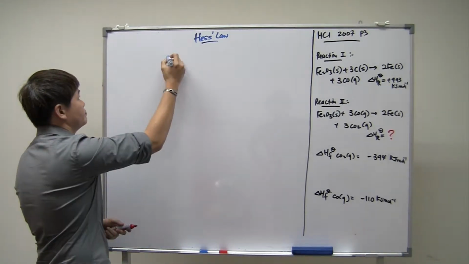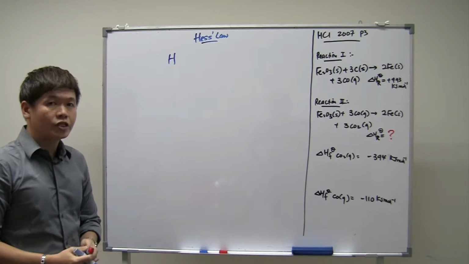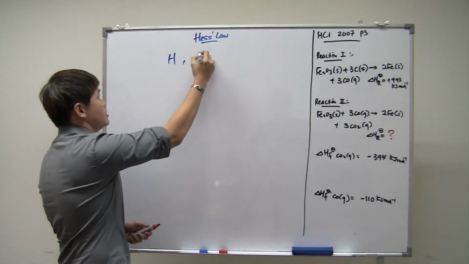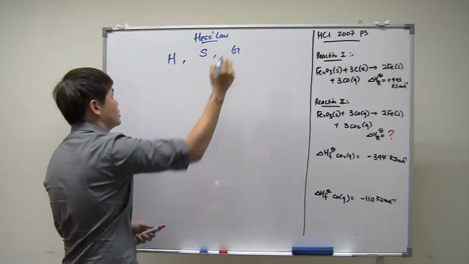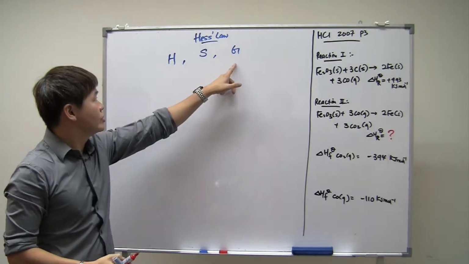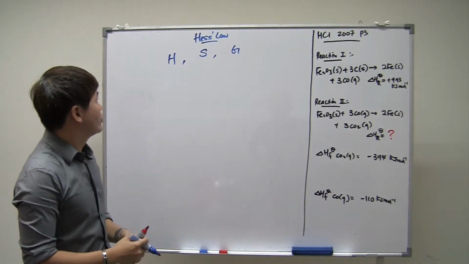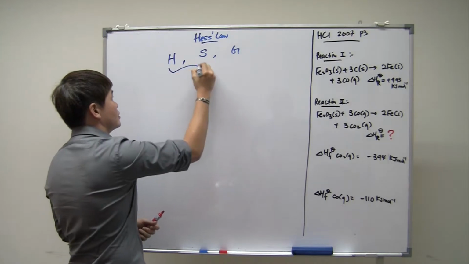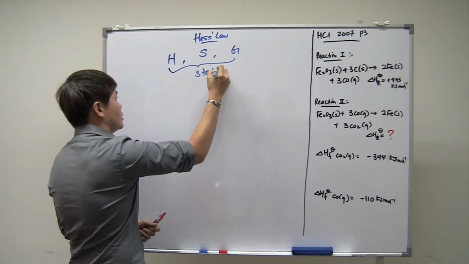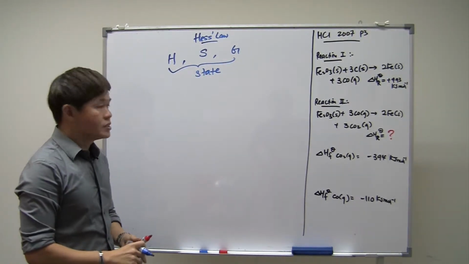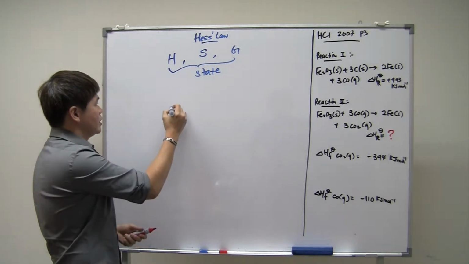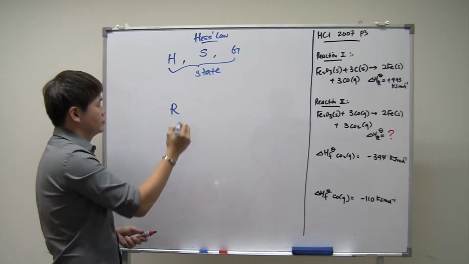Now, enthalpy, which has the symbol H, and we also learned in our syllabus there are other kinds of functions like entropy and Gibbs free energy. Now, all these functions are called state functions. State functions.